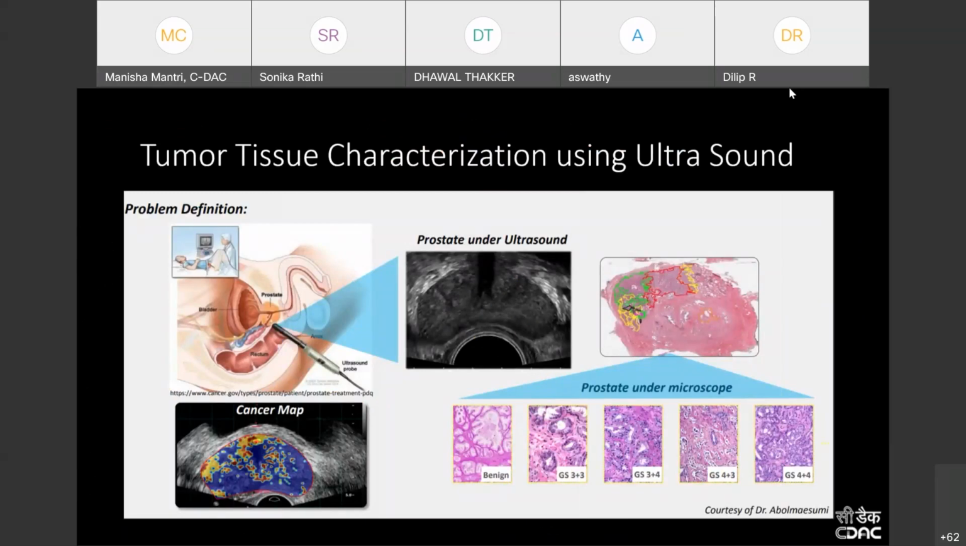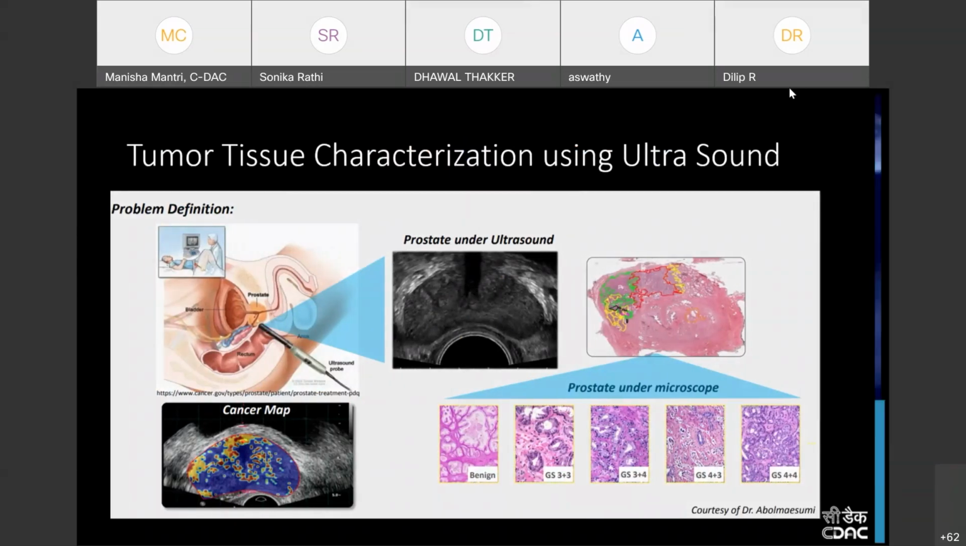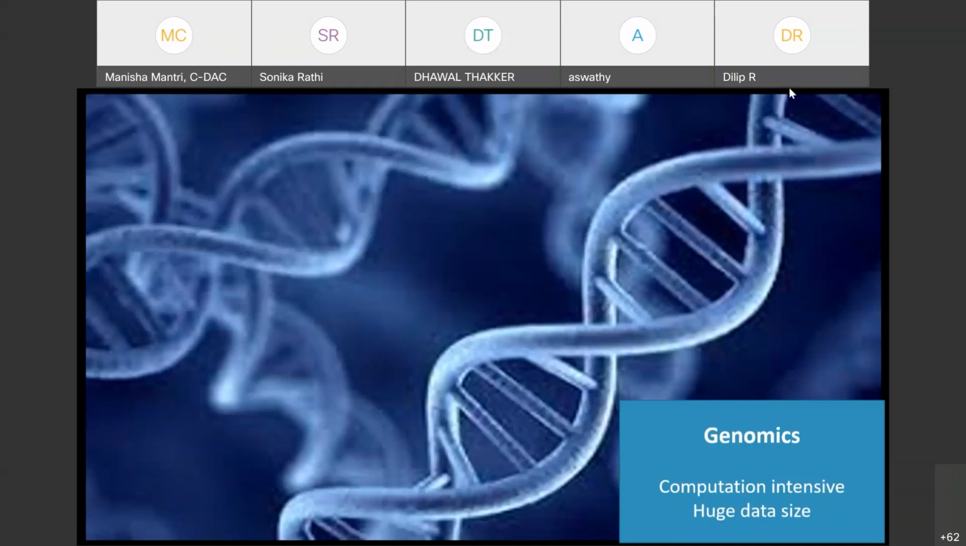One such example of medical imaging, I'll not go into detail on it. It's about trying to see the staging of the tumor in prostate cancer cases from the ultrasound images. The next area would be genomics, where a lot of research has already been conducted and is going on, right?